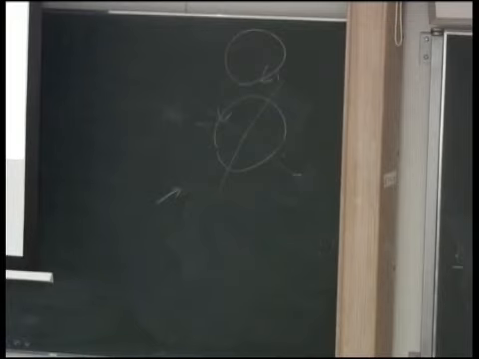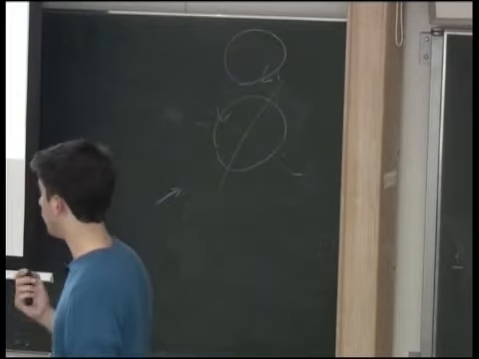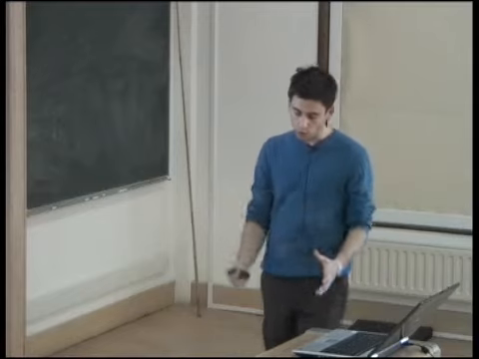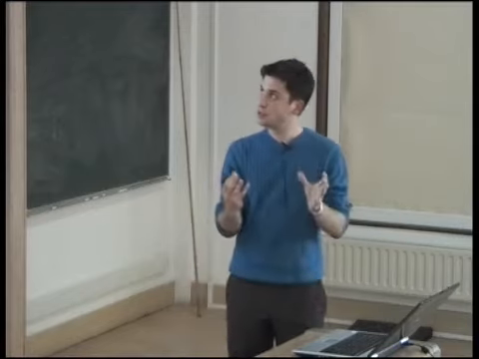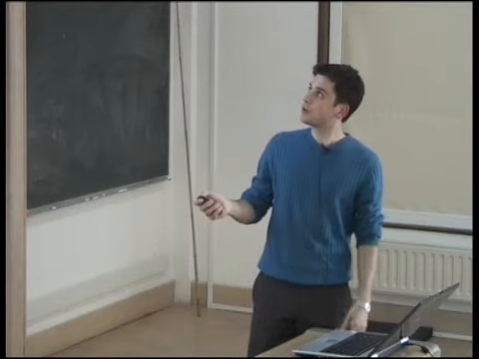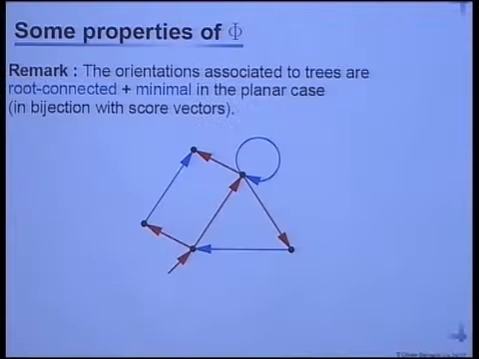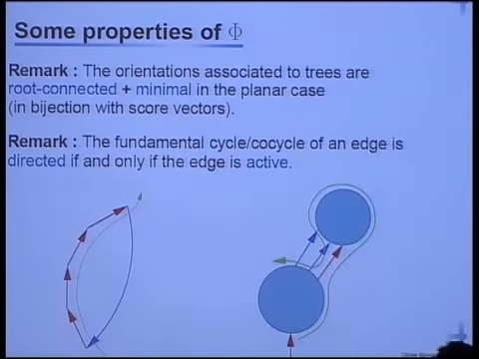This is minimal because this is the minimal element for a lattice of all the orientations having the same score vector. But what remains in the higher genus is that these orientations are alone in their class of score vectors, so they are representative of the score vector themselves. And the second remark I want to make is that the fundamental cycle or cocycle of an edge is directed if and only if the edge is active.